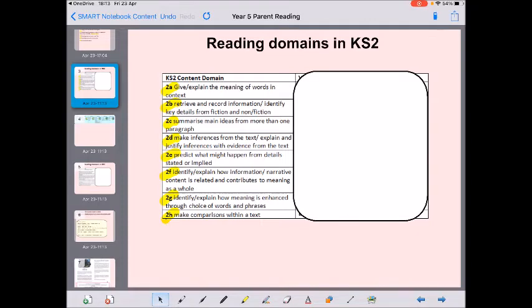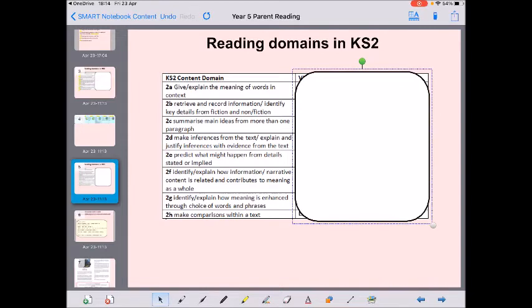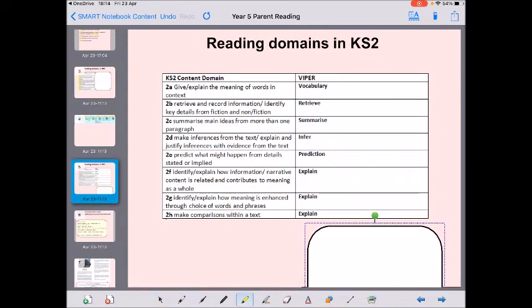So in Year 5, we would teach each of these content domains by the end of the year. So children have covered each of these domains by the time they get to Year 6. At St Michael's, we follow the VIPERS skills for reading. So you have vocabulary, inference, prediction, explanation, retrieval and summarise. And you will see how each of these can relate to each content domain.